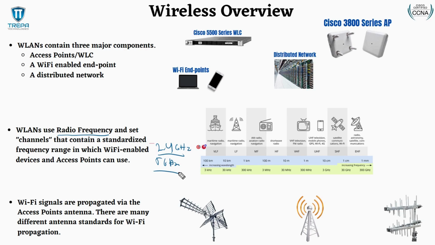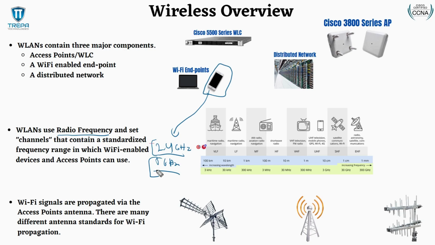So what this is saying essentially is that if someone were to manufacture a phone and they don't build in a radio or an antenna that can receive and transmit based off these frequencies, you're not talking to Wi-Fi, right? So we use radio frequencies as our transmission medium to connect our Wi-Fi enabled devices and access points.